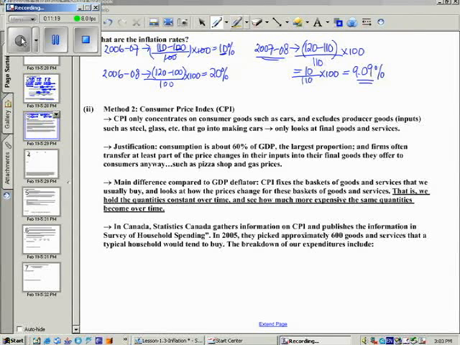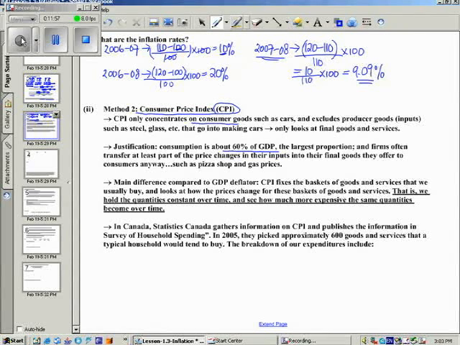A second method in which we can measure the general price level is the consumer price index. This we probably hear in the news quite often, that the consumer price index has increased by, or has driven inflation to rise by 2%. The consumer price index, as the name suggests, focuses on consumer goods, not everything that we produce. So consumer products. Why do we just look at consumer products? The justification is because consumption accounts for about 60% of GDP, which is the largest category under GDP.